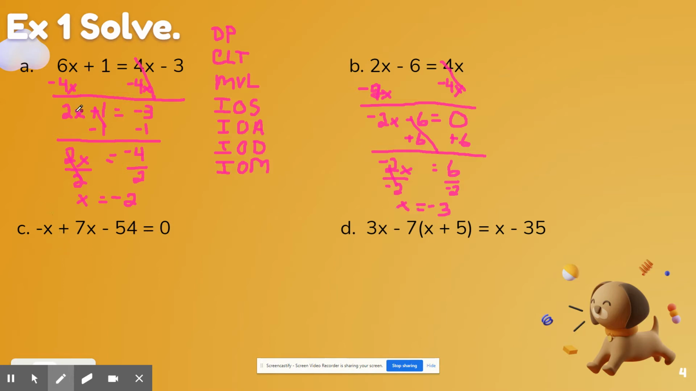Looking at this side, there aren't any distributive property. There are like terms. Negative x and 7x are like each other. Remember that if there's not a number written, we assume it's a 1. So negative 1 plus 7 is 6. The x stays with it. Minus 54 drops down, equal sign drops down, and the 0 drops down. We're now going to start solving. We're going to do the inverse of subtraction. We're going to add 54.